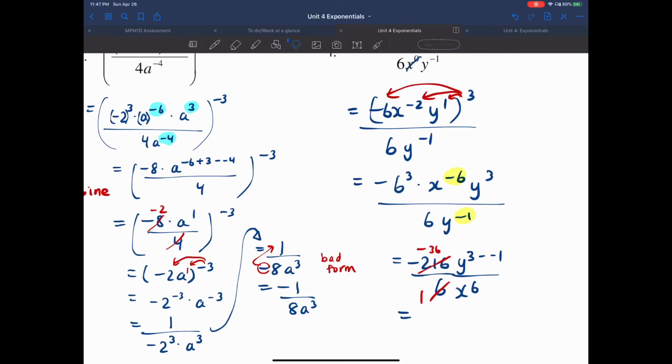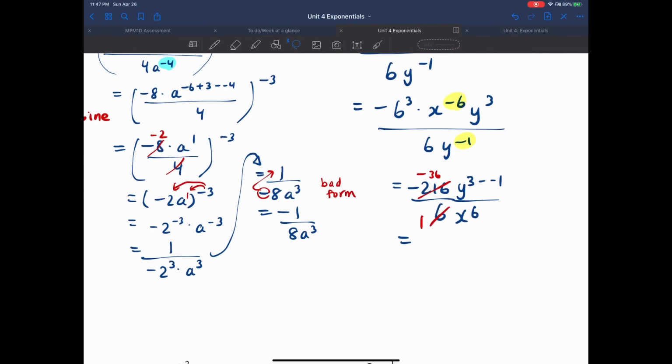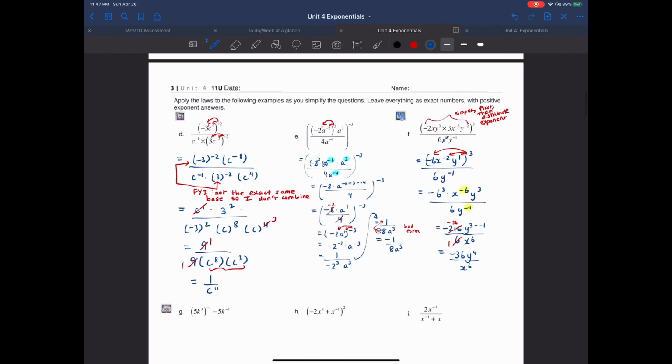So I'm going to start writing down -36 and then y^4 all over x^6. And I'm noticing that I can't simplify anymore, so I'm done for that question.